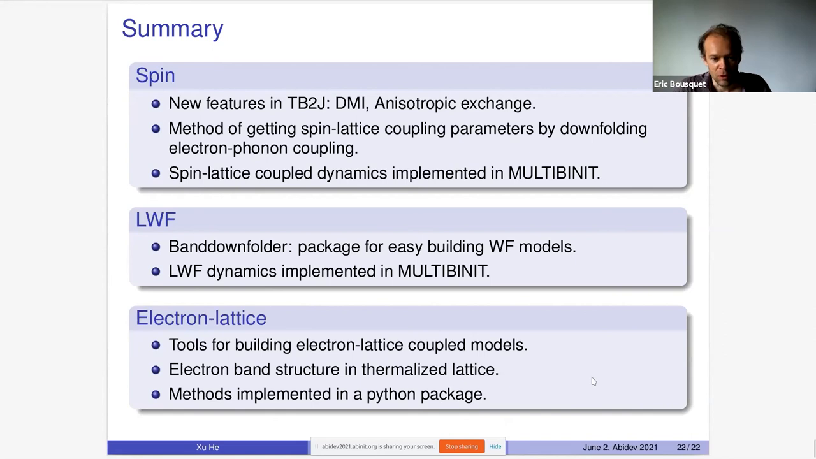I wanted to ask about the method of getting the spin-lattice coupling parameters by downfolding electron-phonon coupling. Did you implement that in TB2J or is it another script? It's in TB2J. It's not advertised. It's not quite complete, but it's there. Okay, it is in TB2J.